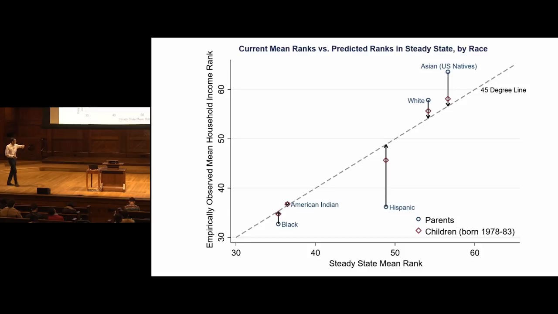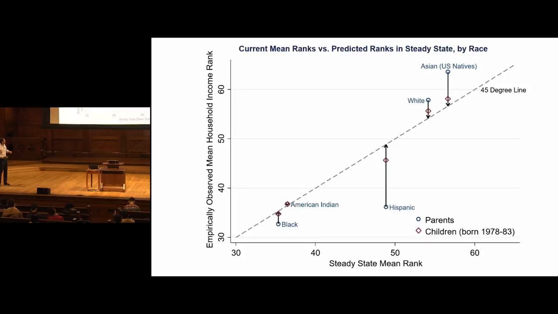So these are the parents of the kids in our sample, and then for the kids themselves when they're in their mid-30s. And the kids here are kids born between 1978 and 1983. So one generation ago is the circles, and then the diamonds, you can think of that as the current generation of 30-year-olds in the US.